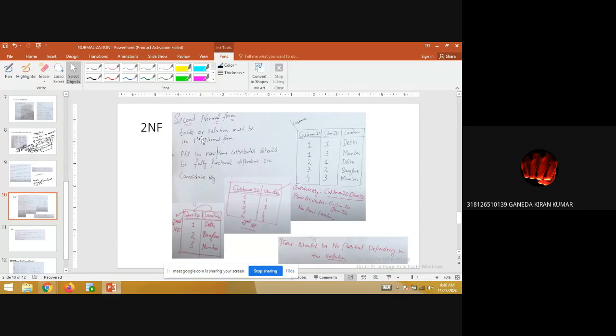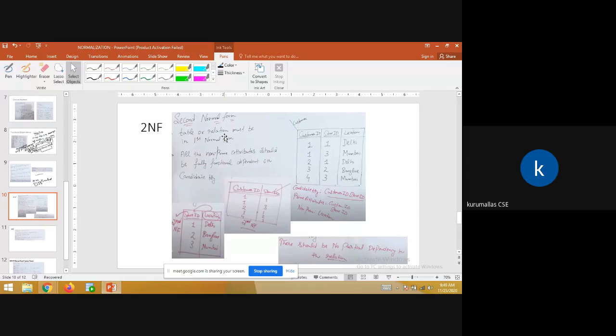Multi-valued attributes must be separated, decomposed. Yeah. If multi-valued attributes are inside the table, then that table is not in 1NF. We have to decompose those values into different columns, extra columns, or different rows. Based on that, we can convert it into 1NF. That is first normal form.